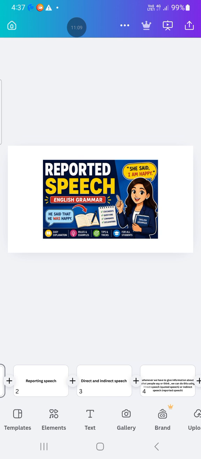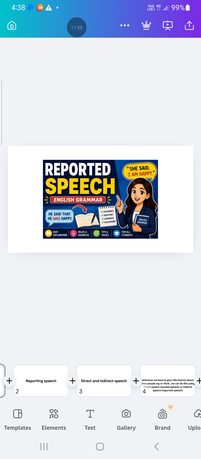When reporting exclamations and wishes, reporting verbs like exclaimed, applauded, desired, wished are used to denote various kinds of emotions. In exclamatory sentences, the conjunction that is used as usual, but all exclamatory words like hooray, alas, bravo, oh, etc. are removed in the indirect speech.